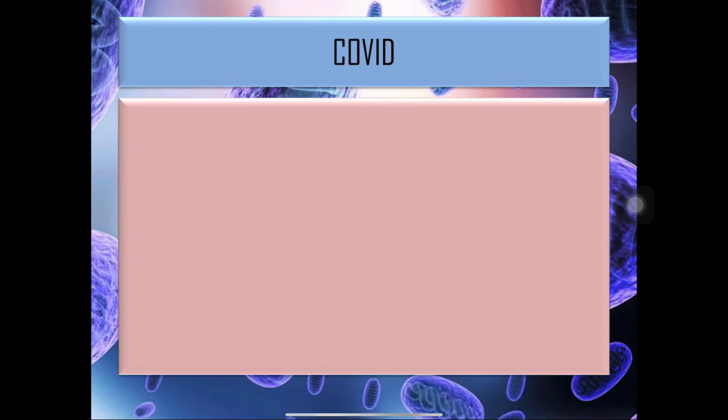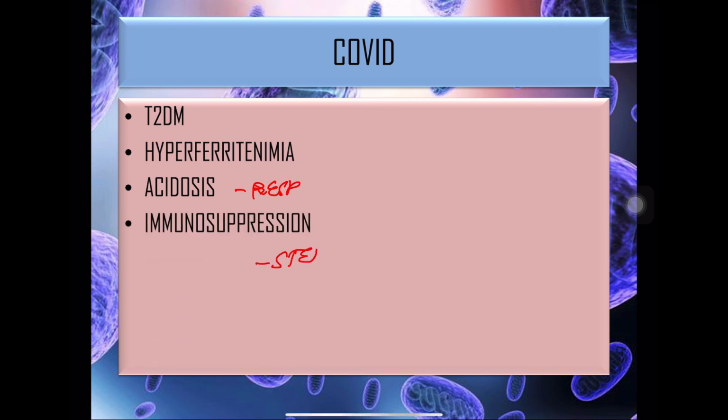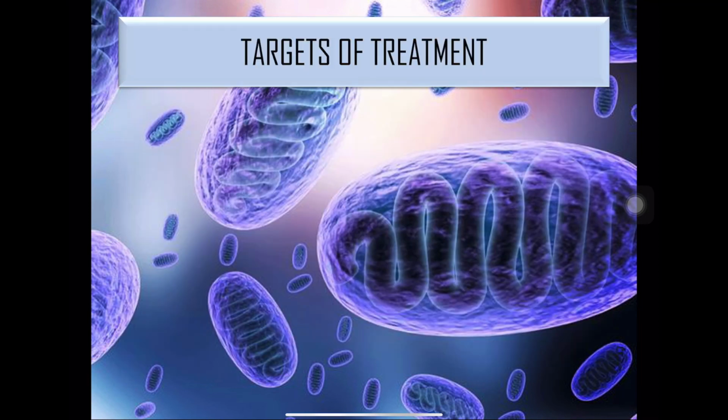Now just to summarize, in COVID there is type 2 diabetes and hyperglycemia, which is again a risk factor, hyperferritinemia, acidosis, which can be either associated with diabetes, or it can be a respiratory acidosis due to prolonged ventilation, and immunosuppression with steroids or tocilizumab. Okay, which is an interleukin 6 inhibitor.